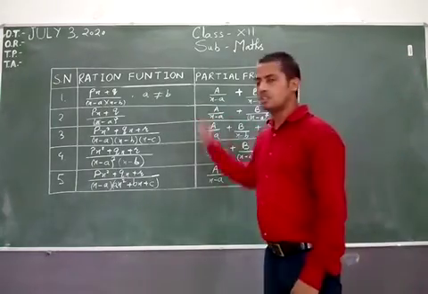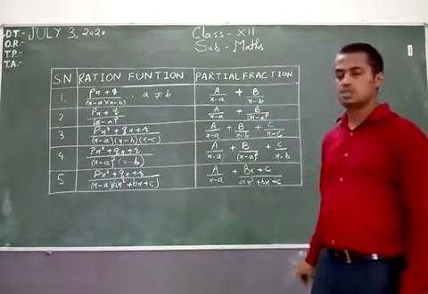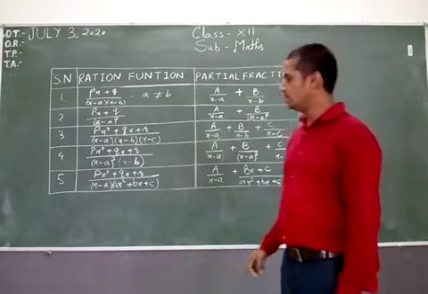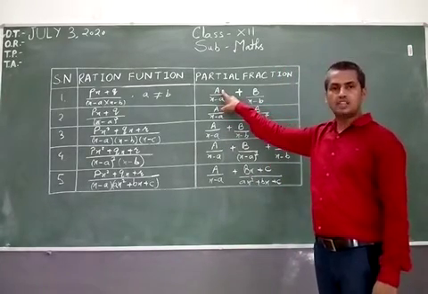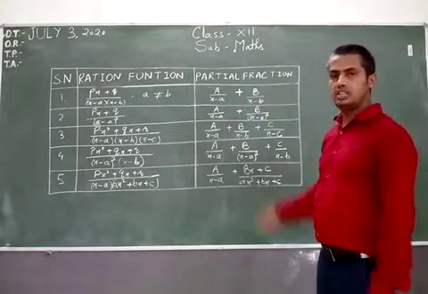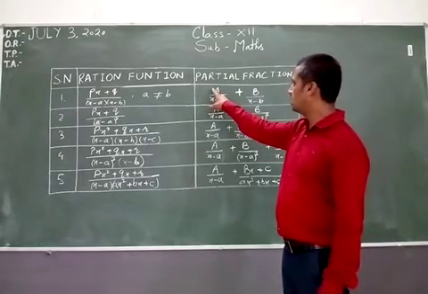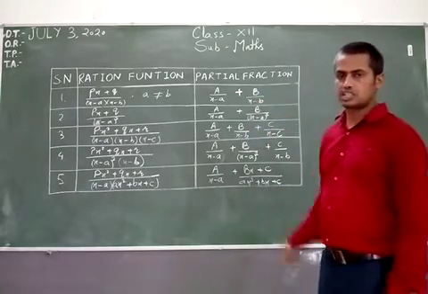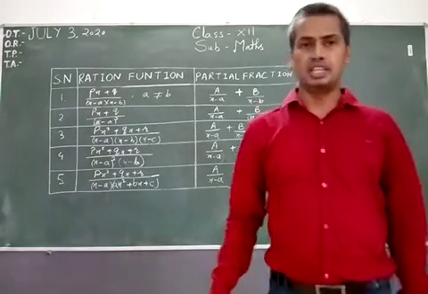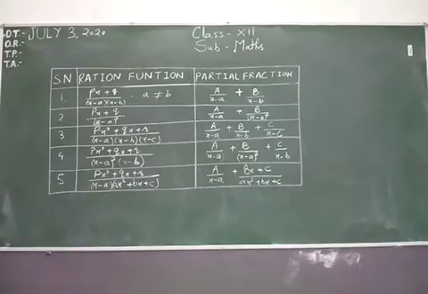We can equate the function. After simplification we can find the values of A, B, C, and we can substitute here. Suppose that the value of A is 1 and the value of B is 2. So we can put here 1 upon (x - a) plus 2 upon (x - b). Then we can integrate the function easily.